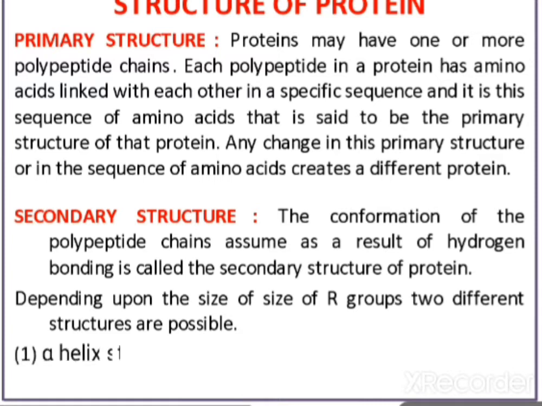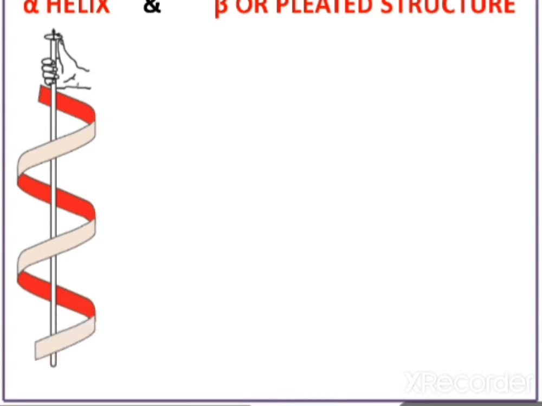First is the alpha helix structure, and second is the beta structure. So let's see here, in secondary structure, the alpha helix and the beta pleated structure. First, the alpha helix. You can see we are rotating it clockwise. Okay, we are rotating this one.